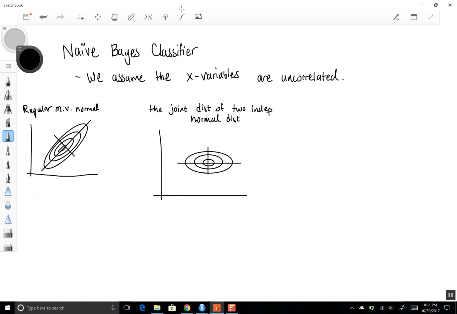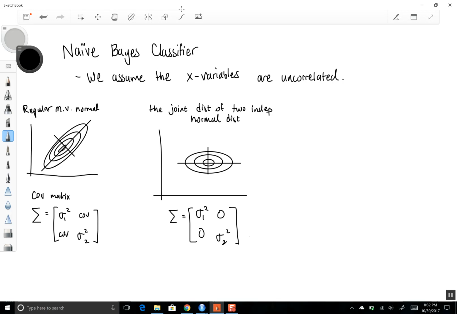The covariance matrix sigma over here could have sigma squared on the axes, and some non-zero value off the axes. So basically a covariance here and a covariance here. Over here, the covariance matrix has your sigma 1 squared and sigma 2 squared, but the covariance between your variables is 0.